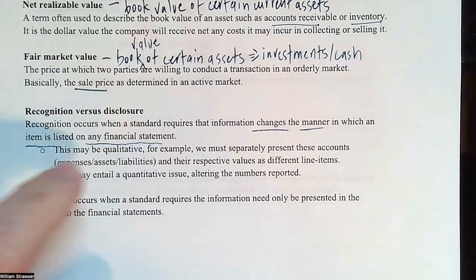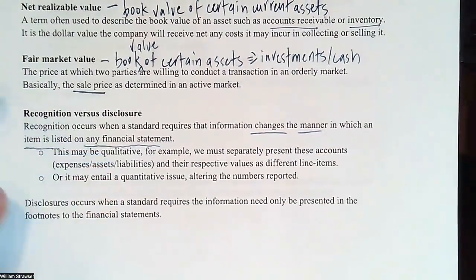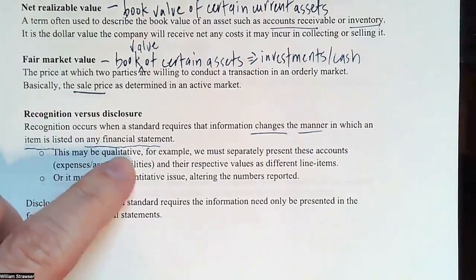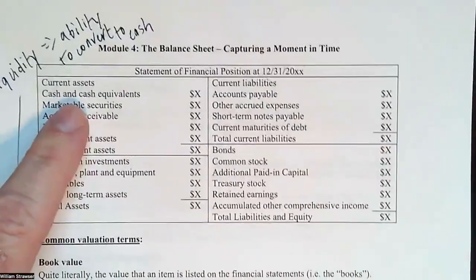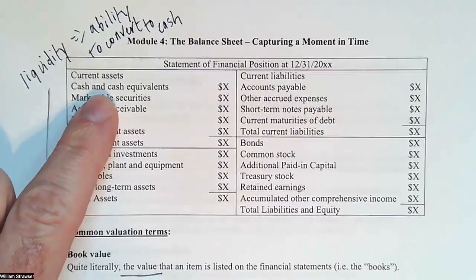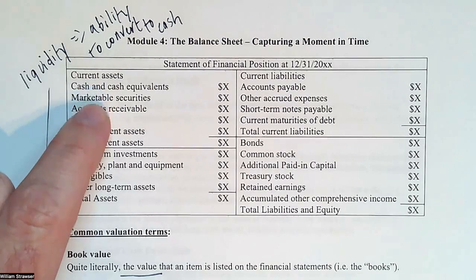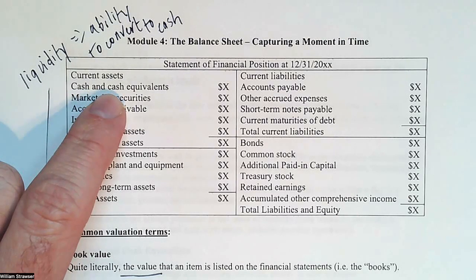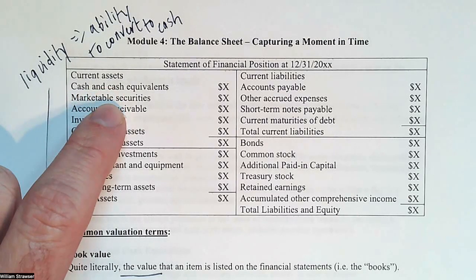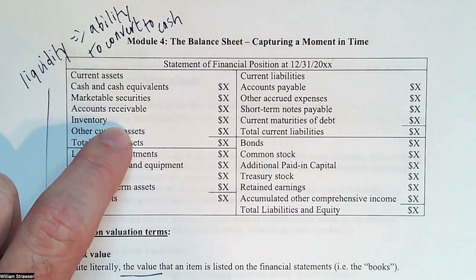The change could be qualitative, which means not numbers. So we might just separately present information. For example, there might be something, and we'll talk about it here in a bit, that would cause me to break off cash and cash equivalents into 2 line items. A line item simply means here's cash and cash equivalents presented as 1 line item, marketable securities is the 2nd line item, and so on and so forth.